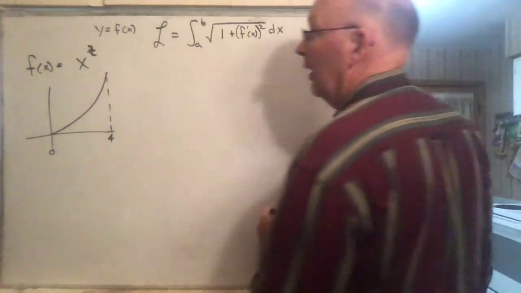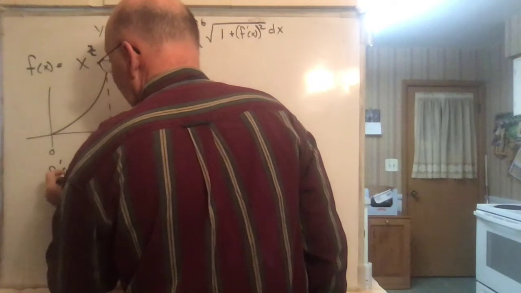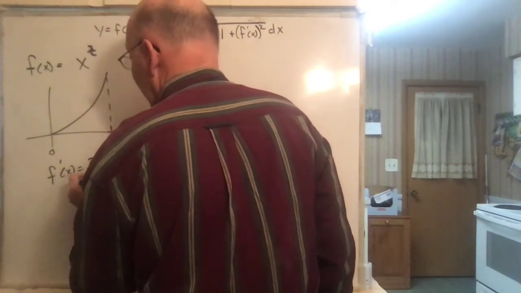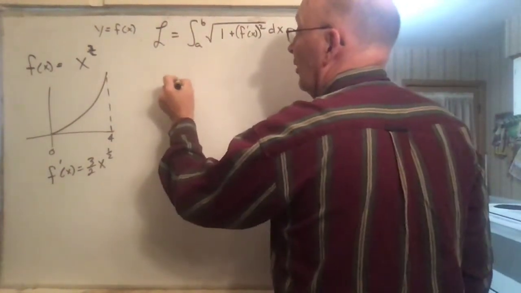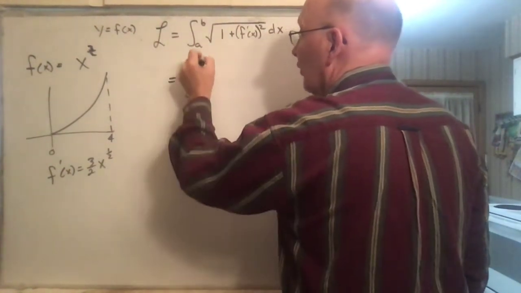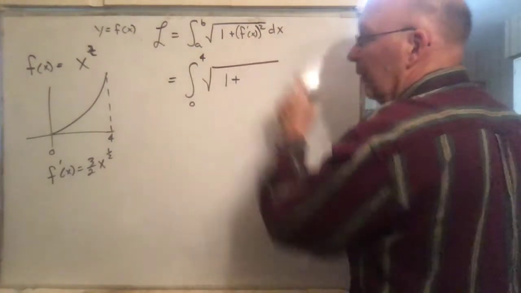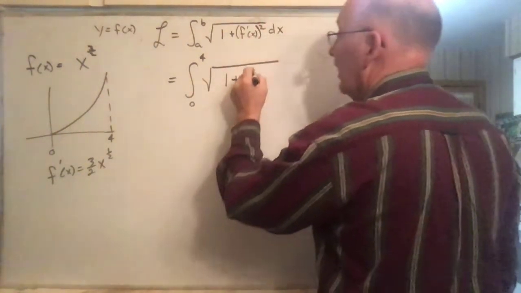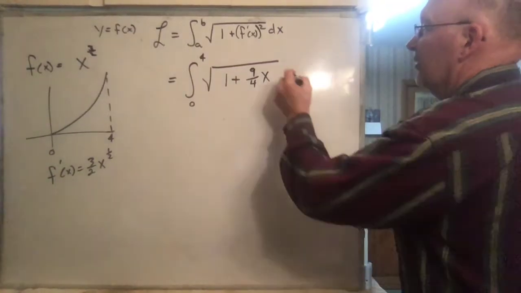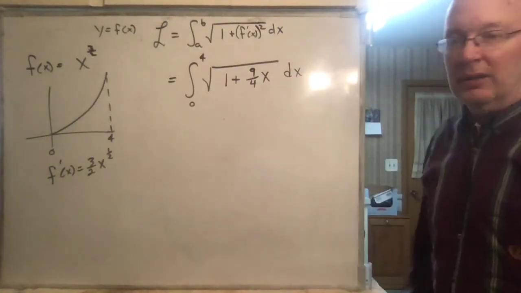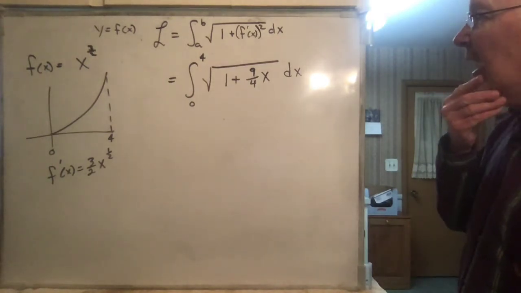So what do we do? Well, let's see. It says we first take the derivative. That's easy enough to do. The derivative is going to be 3/2 x to the 1/2 power. And then this formula says now we integrate from 0 to 4 the square root of 1 plus the derivative squared. If I square this thing, I'm going to get 9/4 x to the first power, dx. Agreed? That's what we get right there. I think that's right.